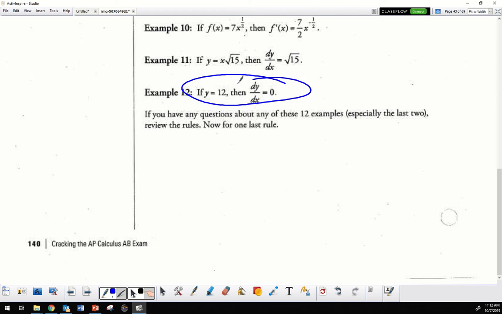Okay, here's that constant right there. So for a constant, there is no variable. So that means the derivative of that would be 0 because it's going to be a constant line.